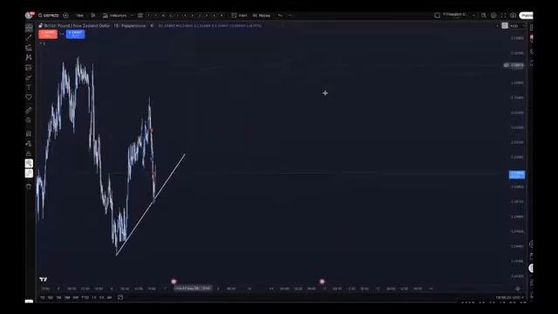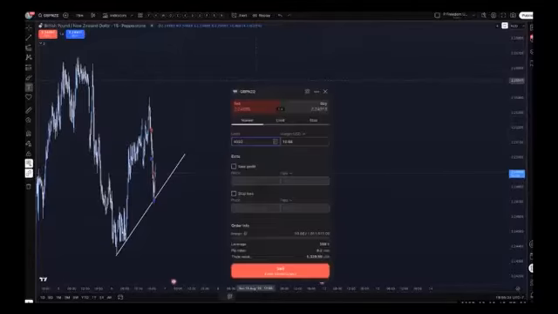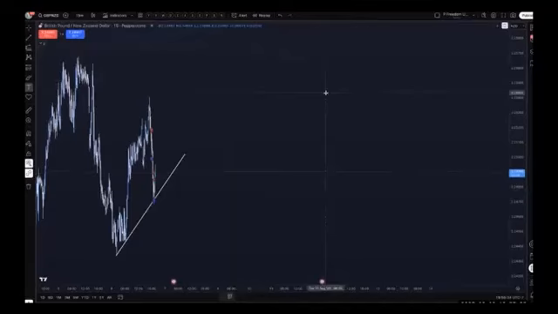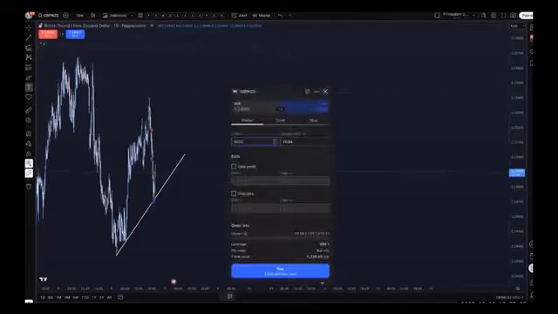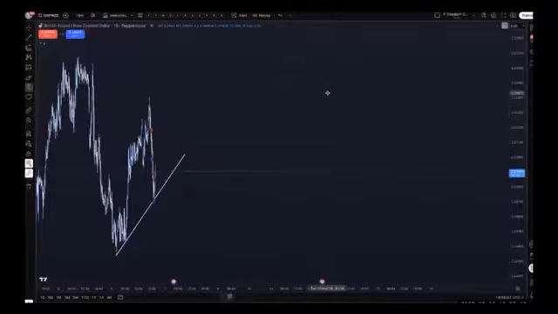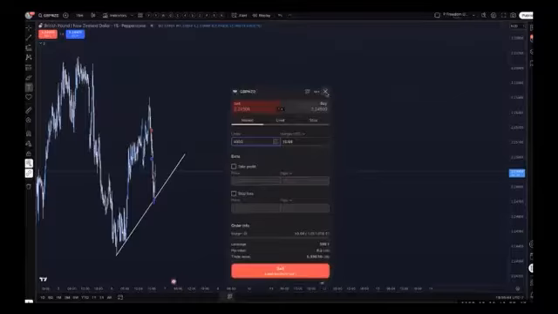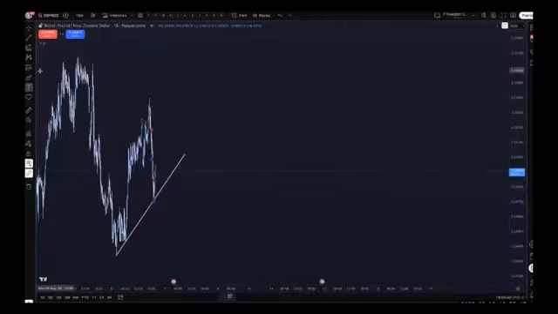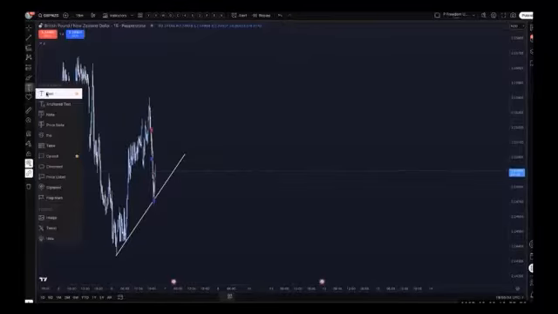Ooh, that's a cool little shortcut to sell. I never did that before. What did I do? Shift S and Shift B pull up these shortcuts to buying and selling. I didn't know there were shortcuts on here. That's good to know.